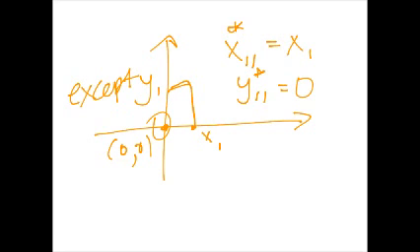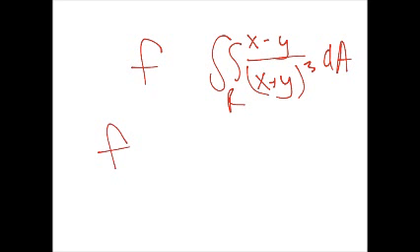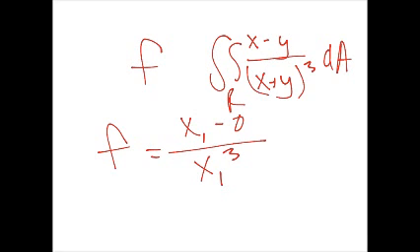And we're going to compute the function value for that point. So we're going to take the example from before, the one where it was x minus y over x plus y cubed, then dA, double integral over R, right? And so we're going to compute the function value. So f equals x1 minus 0, and then we're going to have x1 cubed, because the y is 0, so we don't have to worry about that, and the bottom was cubed. And that's going to equal 1 over x1 squared.